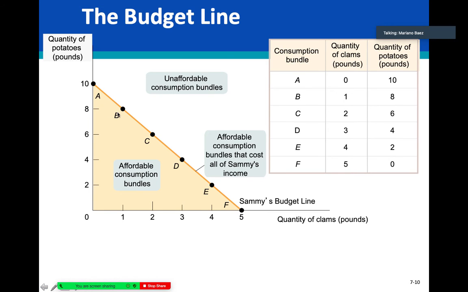If we look at the bundle capabilities, we have bundle A, B, C, D, E, F. We have about 6 bundles, but only one of them is optimal. And the way to know which bundle we buy, whether it's going to be 1 clam and 8 potatoes or 3 clams and 4 potatoes, we can only choose one for this particular example. We need to find which bundle is the optimal one.